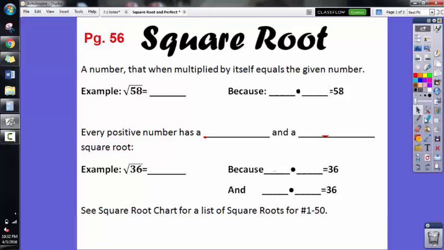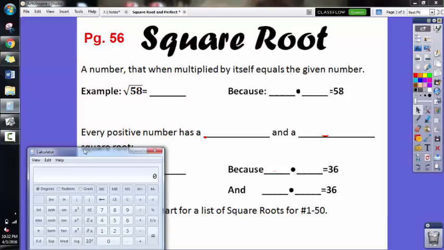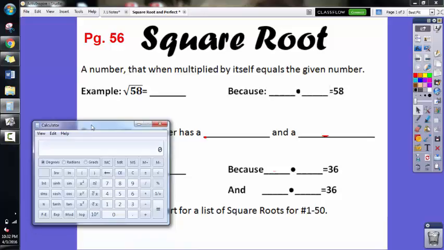You should be kind of familiar with square roots, but we're going to go ahead and pick up where you left off. So a square root is a number that when multiplied by itself equals the given number. So if we're trying to find the square root of 58, you're trying to think what number times itself is 58. If you look at your square root chart, you're probably not going to see it on there. So then you get your calculator, and it's totally acceptable to use it because we're not going to guess and check all the time. So you put 58 in, and then square root, you get this really big long number.